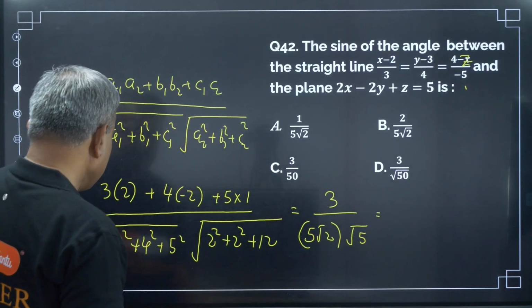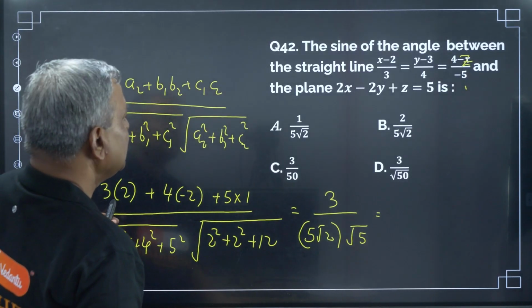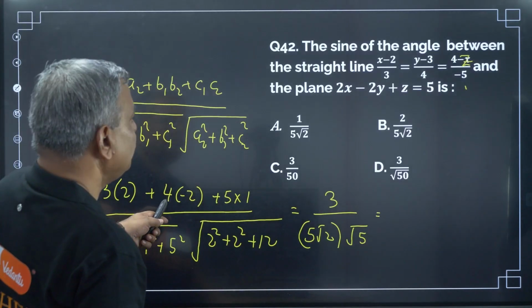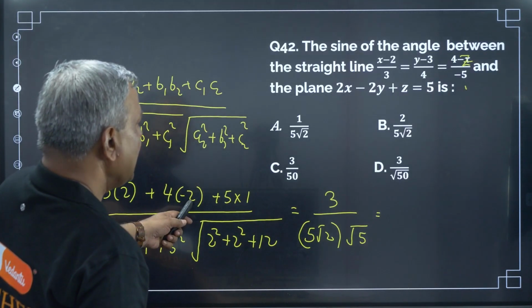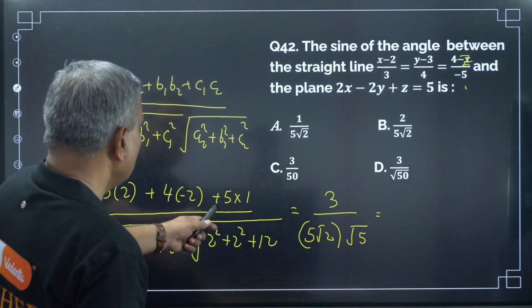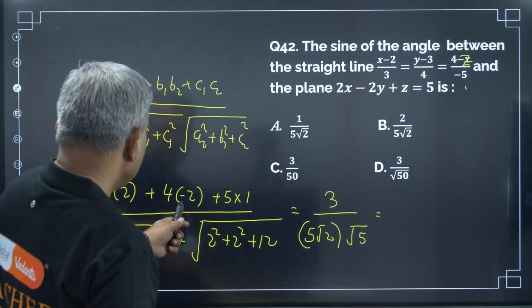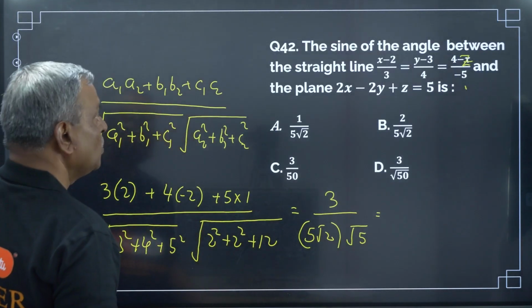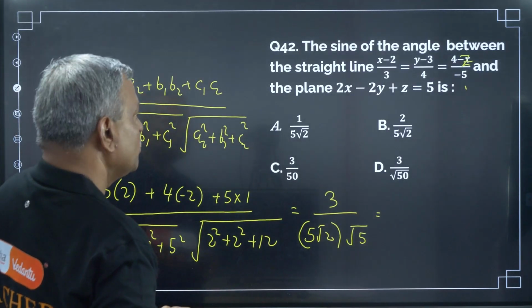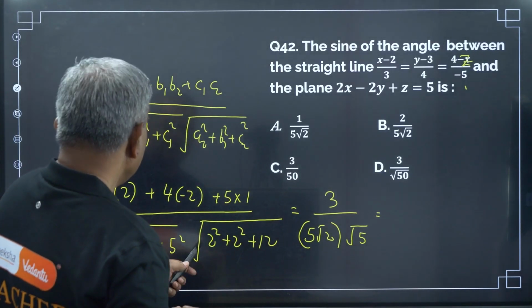Let me check anywhere I made a mistake. So 3 into 2. Next 4 into minus 2. And 5 into 1. This is 6. 6 minus 8 is minus 2. Minus 2 plus 5 is 3. 3 is correct only. So 3 square plus 4 square plus 5 square, 5 root 2. That is also correct.